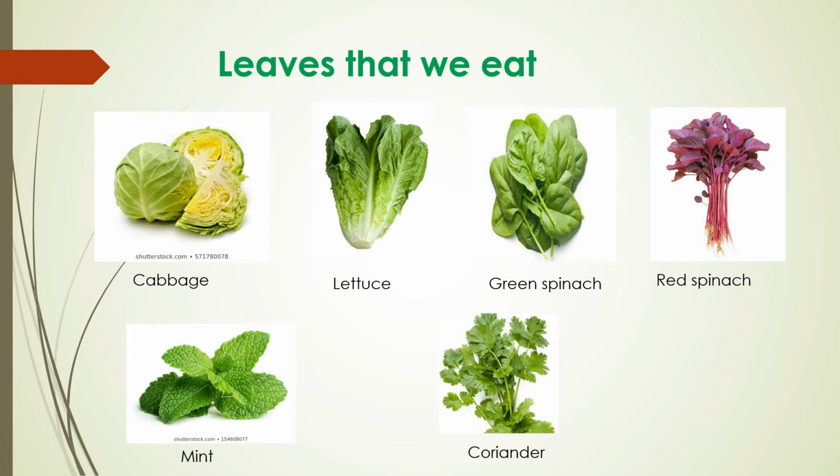Spinach is very healthy food. We also can get spinach in red form, and that is called red spinach. In our local language, we call it lali sag. And there are other green leafy plants such as mint and coriander, which can also be eaten by us. So these are different types of leaves that we can eat and get our food. There are other leaves also. I suggest you to find out leaves of other plants also that we can eat.